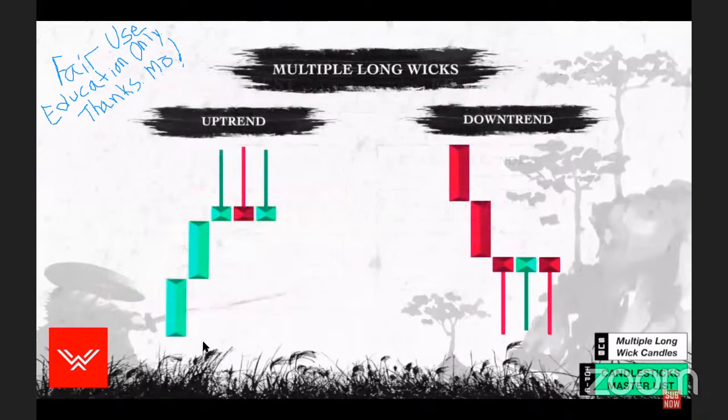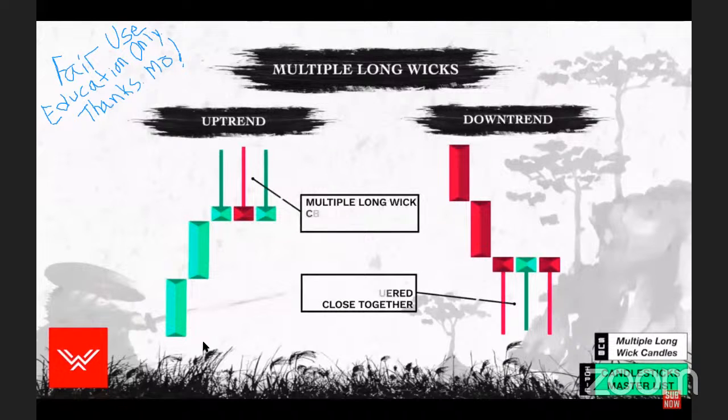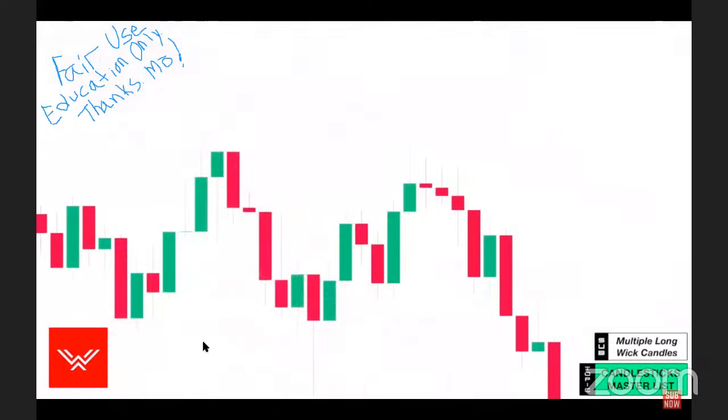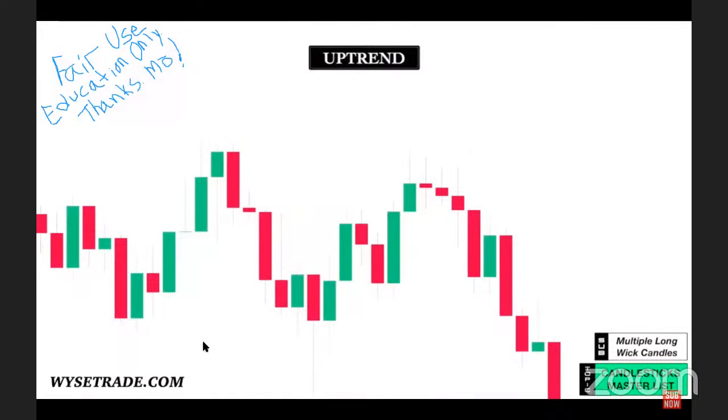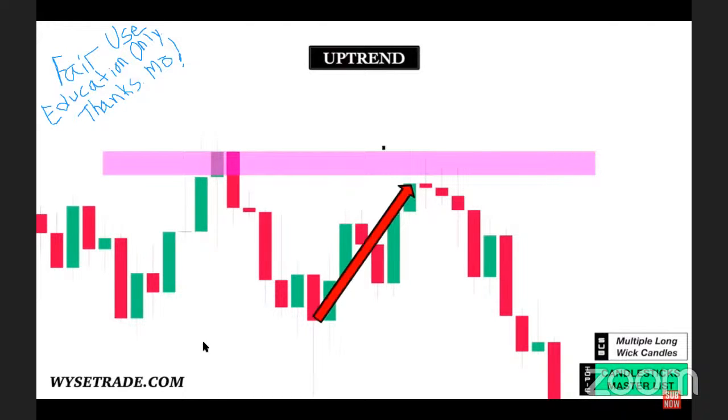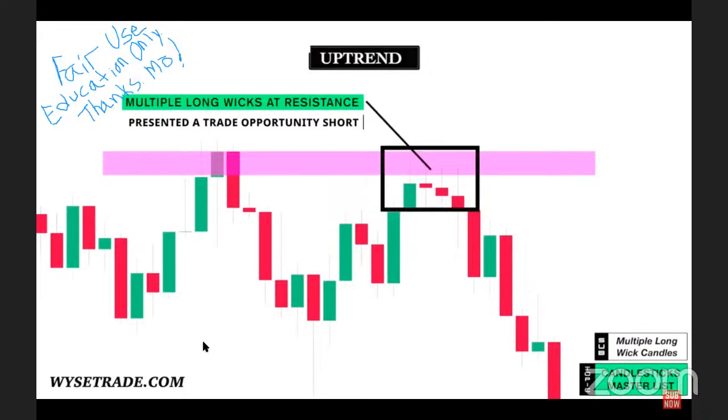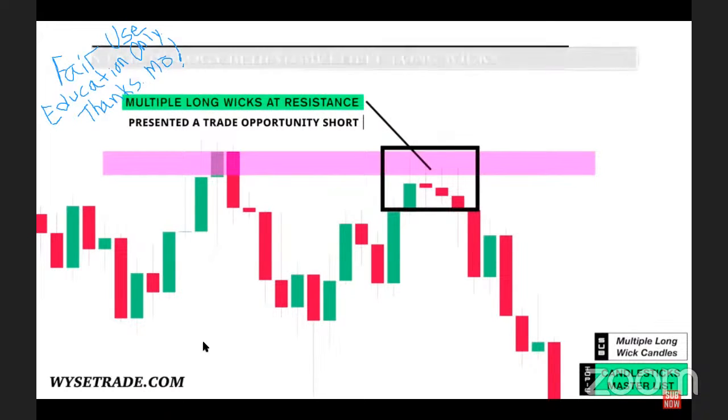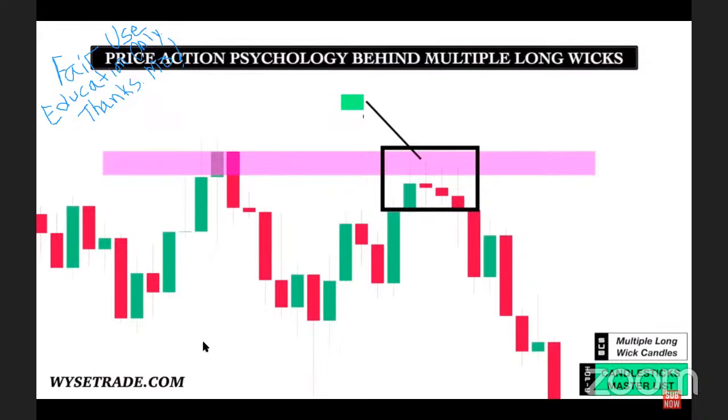So exactly like the name of it states, this is where you have multiple long wick candles clustered together. Now on the charts, starting in an uptrend, price came up, hit and reversed, giving you a key level of resistance. As price came back up, you had multiple long wick candles form at the key level, which presented a trade opportunity short. So what is the price action psychology behind this pattern?